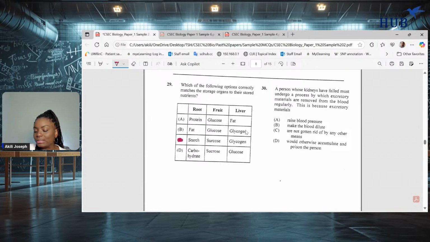30, a person whose kidneys have failed must undergo a process by which excretory materials are removed from the blood regularly. This is because excretory materials: do they raise your blood pressure? Do they make the blood dilute? If they are not gotten rid of by any other means, they would otherwise accumulate and poison the person.